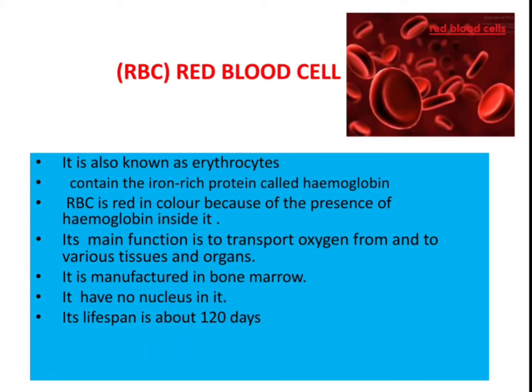So RBC is the red blood cell. It is also known as erythrocyte. It contains an iron-rich protein called hemoglobin. So due to the presence of hemoglobin, blood is red in color. Its main function is to transport oxygen from the lungs to the different parts of the body and bring back carbon dioxide from the different tissues of the body to the lungs.